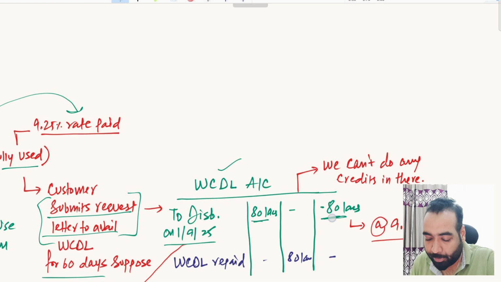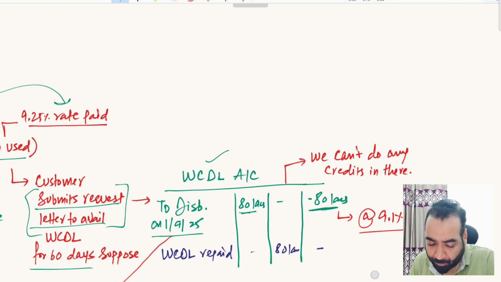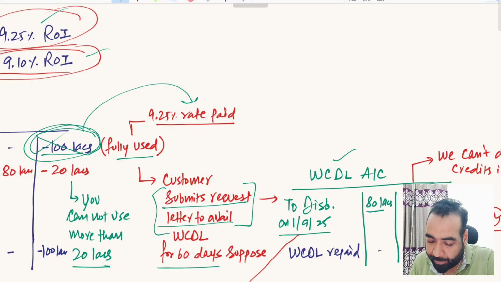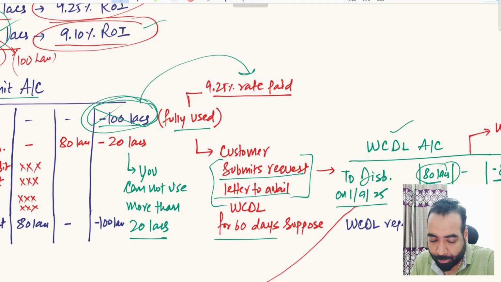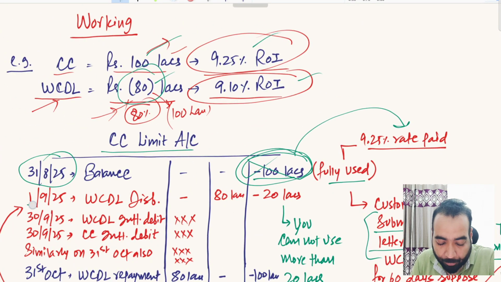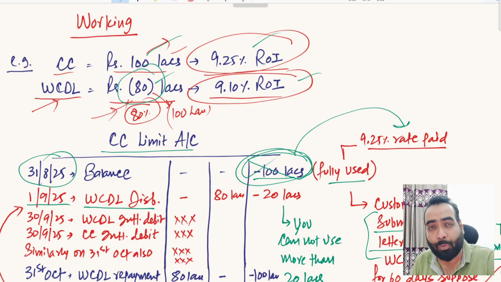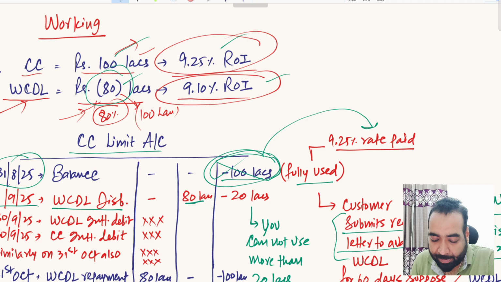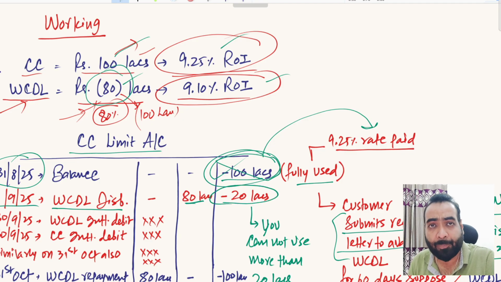That is, now your WCDL limit used is 80 lakh rupees, right? So that 80 lakh which is given to you will go straight into your CC account with the entry of WCDL disbursed, and 80 lakh rupees will get credited in your CC account, and now your CC limit will have utilization of only 20 lakh rupees, right?